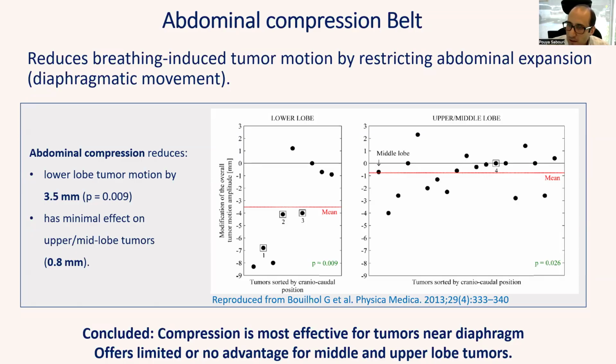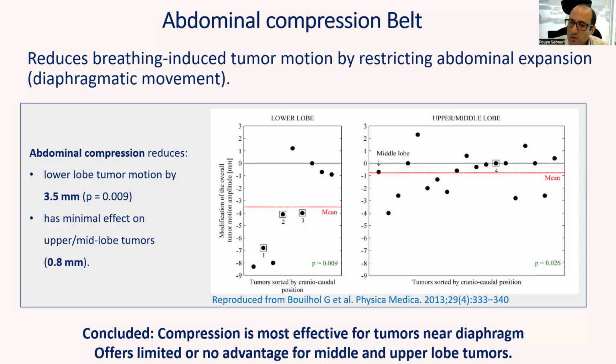So I've produced a figure from their manuscript. The left graph shows data from tumors located in the lower lobe. It's the reduction in the tumor motion. And on average, what you see is that abdominal compression reduced the motion by about 4 millimeters with statistically significant results. On the right, you have the reductions that were associated with tumors in the upper lobe and middle lobe that they reported. And the average reduction was about 0.8 millimeters. So not very statistically impactful.